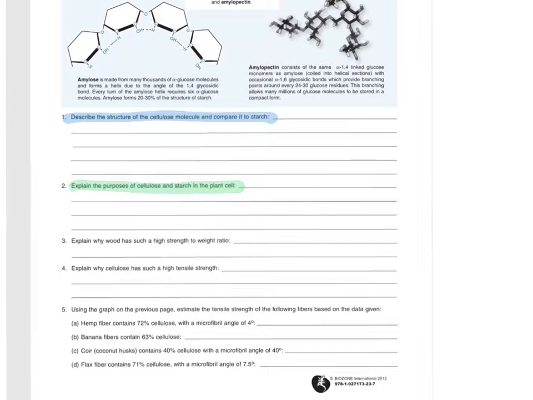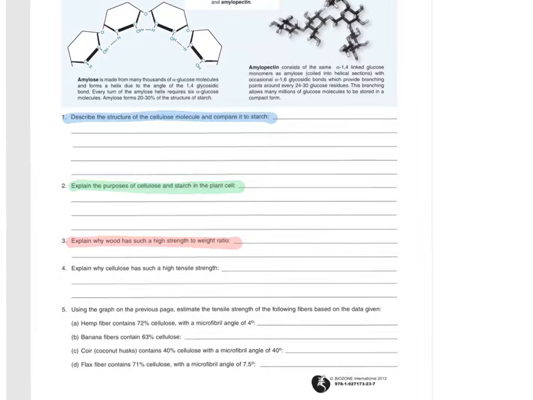Explain why wood has such a high strength to weight ratio. I wanted to go through this, but we're running out of time, so let's just say no. Notice I'm using 3 colors, right? Green, definitely something worthwhile looking at. Blue if you have time. Red if you want to, but there's really no need. It's not going to be on the test.